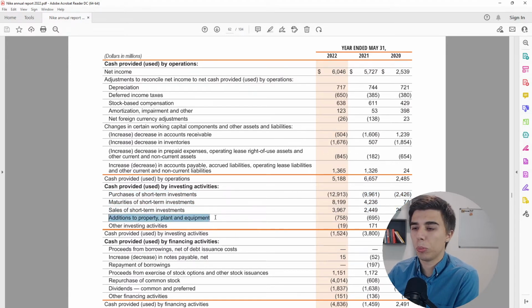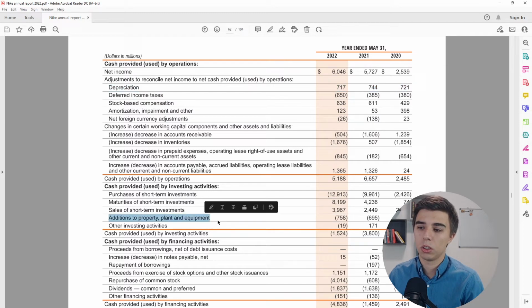Then we have additions to property, plant, and equipment. And this line, what I want to compare it oftentimes is with the depreciation. Because from an accounting point of view, if a company has certain equipment, it is being depreciated over 5, 10, 15 years, right? Depending on the accounting policy. At some point, that same equipment needs to be replaced. And if the company just replaces that equipment, then in theory, for a very large company, the depreciation would be equal to the addition. So what is being replaced is just being replaced, and that's it.